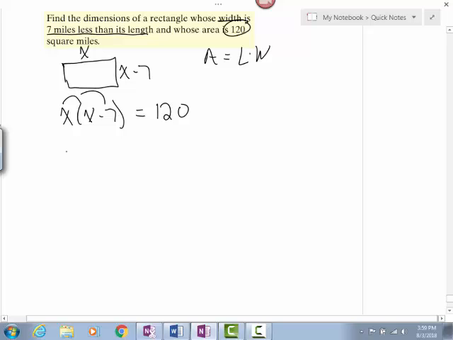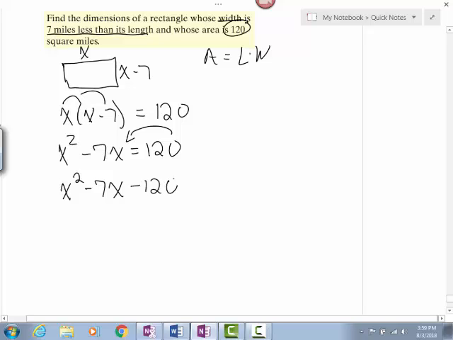So let's go ahead and distribute that x. That's going to leave us with x squared minus 7x equals 120. I need to move that 120 to the other side so that I can get 0 on the other side of the equation. Okay. And the number here is a 1, so I can use my shortcut. 1 times 120 is still 120. It's going to be negative because there's a negative right there.